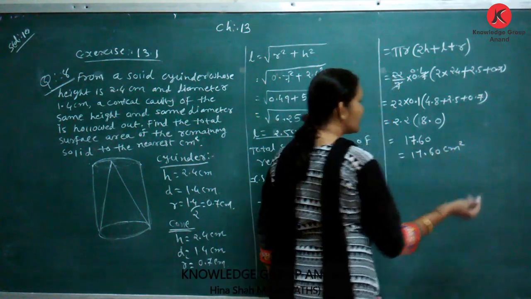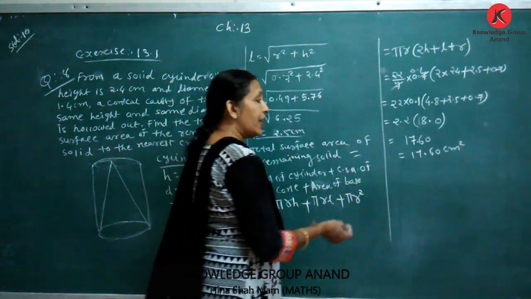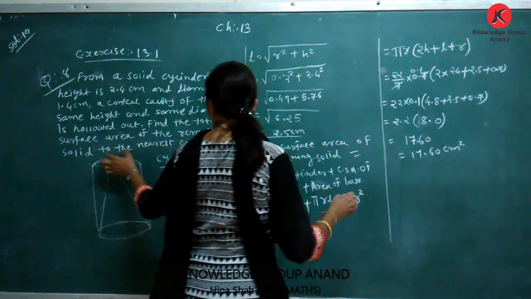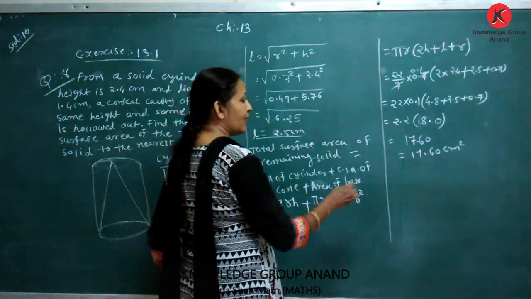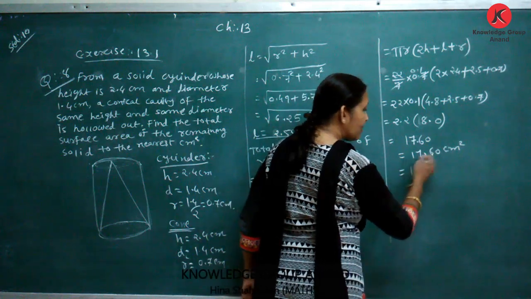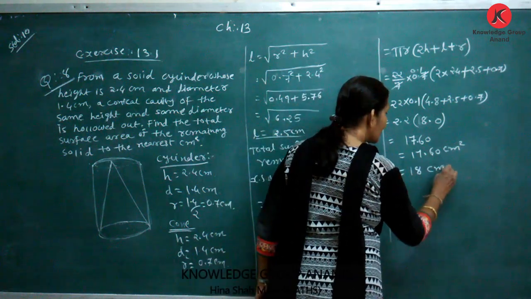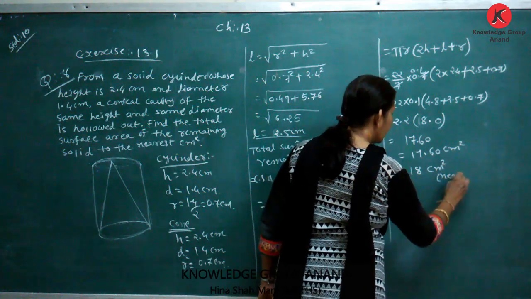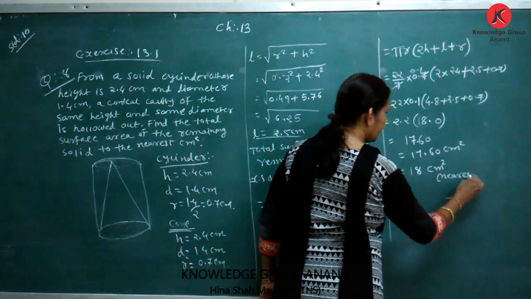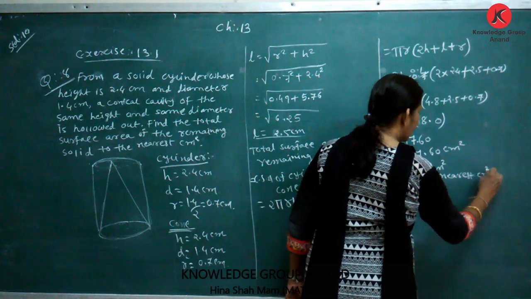Then we write nearest centimeter square. 17.6, then we write 18 centimeter square. Nearest centimeter square.